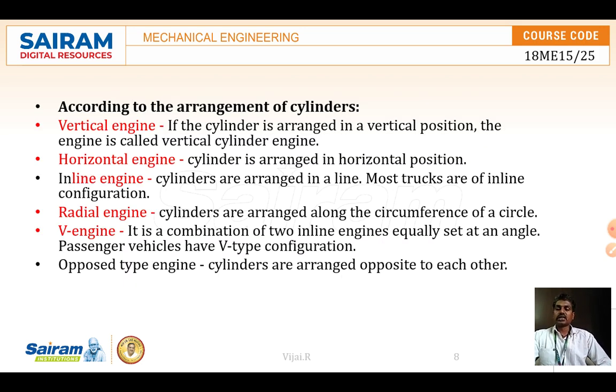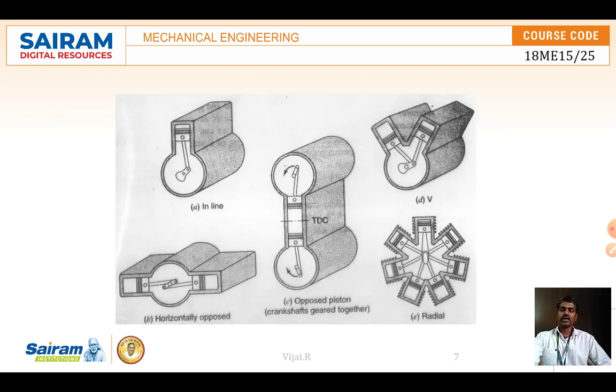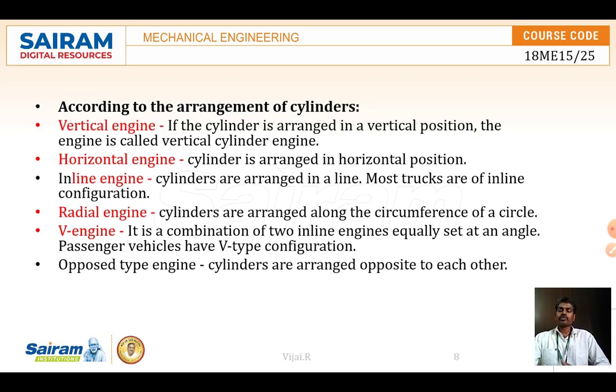So vertical cylinder is the one in which the cylinder is arranged in vertical position only. Horizontal engine is the one in which the cylinder is arranged in horizontal position. So you can see here the vertical inline cylinder is the vertical one, and the horizontal opposite cylinder is arranged horizontally. It depends upon the orientation of the cylinder, vertical cylinder or horizontal cylinder, and inline cylinder. So the number of cylinders are arranged in a line. Okay, this is what an inline cylinder is.